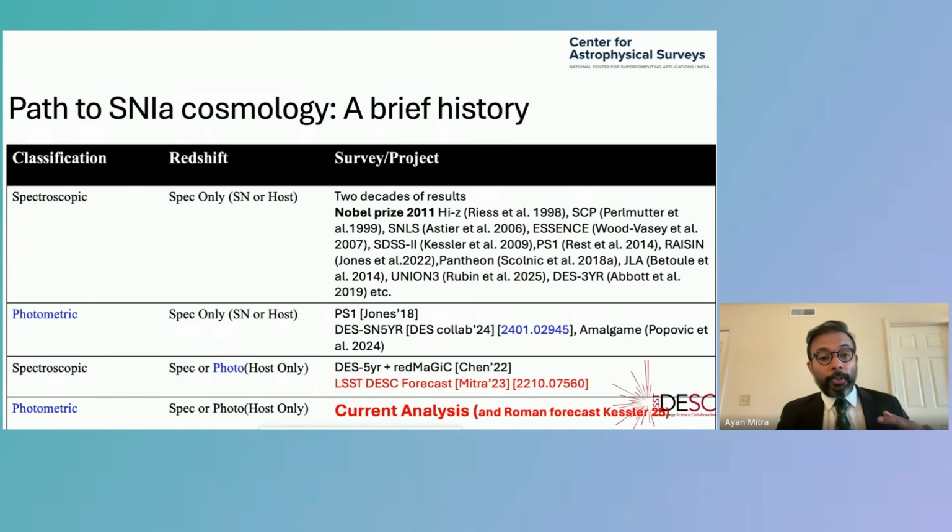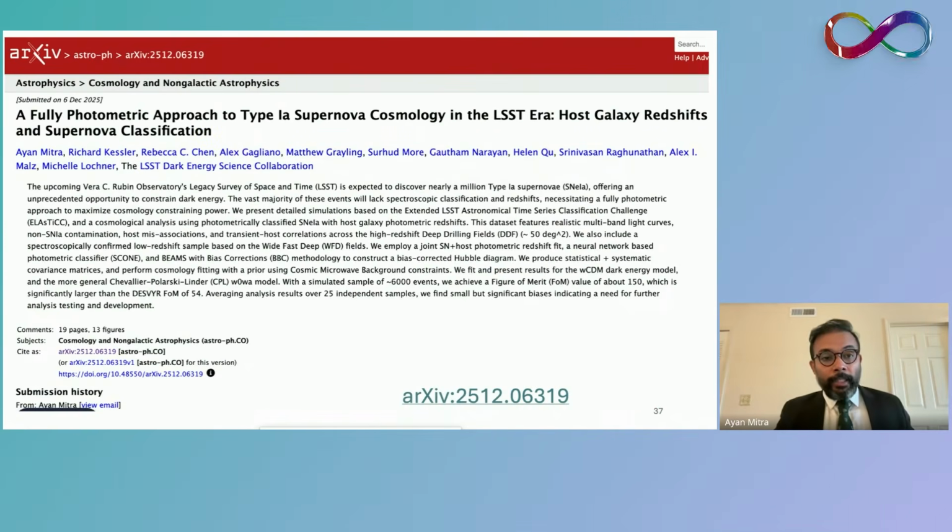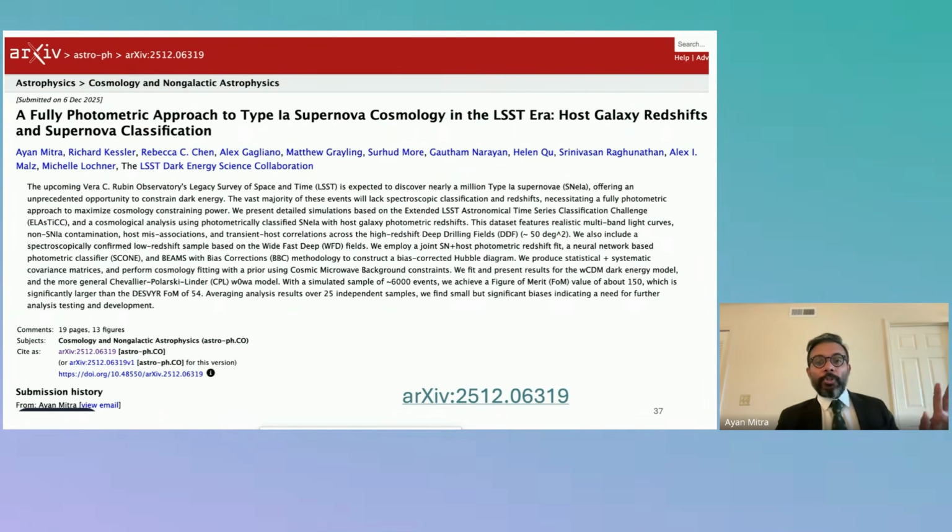The whole community has been trying for many years to do a fully photometric analysis to see if it's feasible. It's only in December that we did, and I'm very proud of that, I led this project, a first of its kind in the history of modern cosmology: a fully photometric approach of type 1a supernova cosmology in the LSST era.